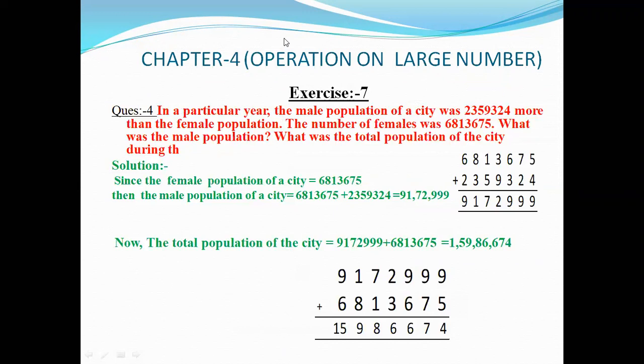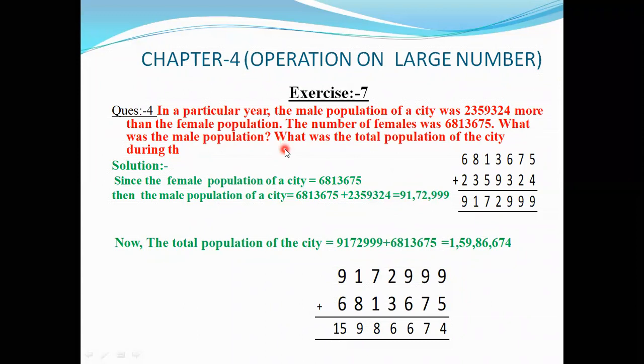In a particular year, the male population of a city was 23 lakh 59,324 more than the female population. It means the male population is more than this number. What is this number? This is the female population. According to this question, the female population of the city is equal to this, then the male population of the city is more than this number. Then we add them, we get 91 lakh 72,999. This is one answer, the number of females and the male population. This is the male population.